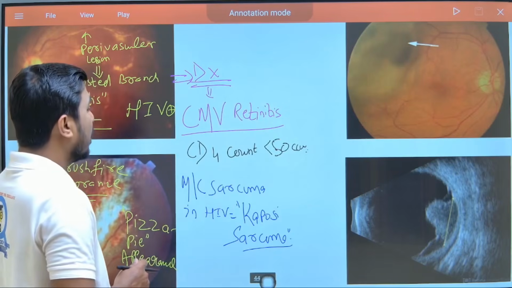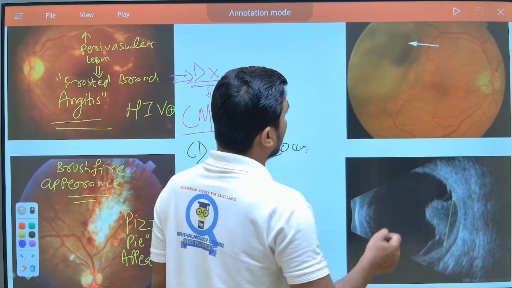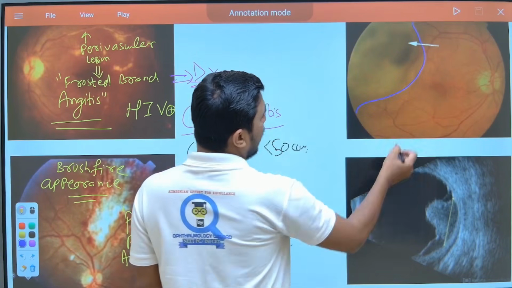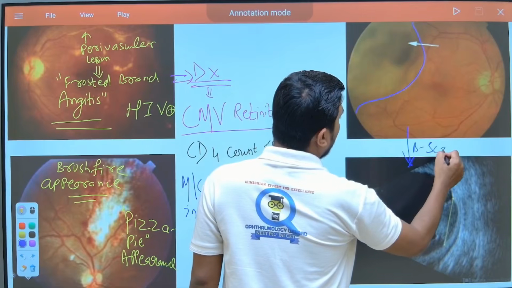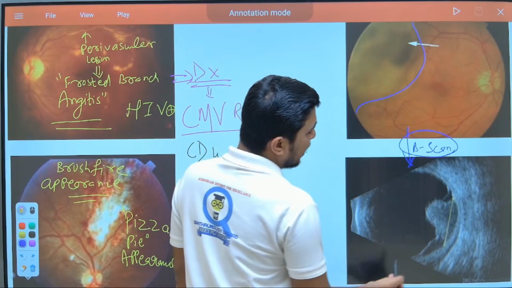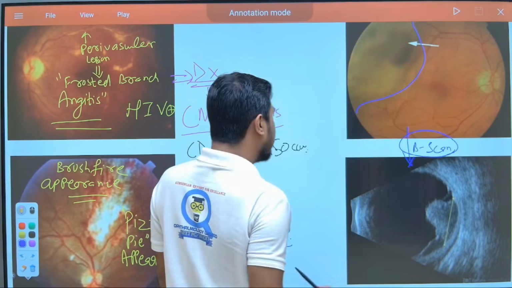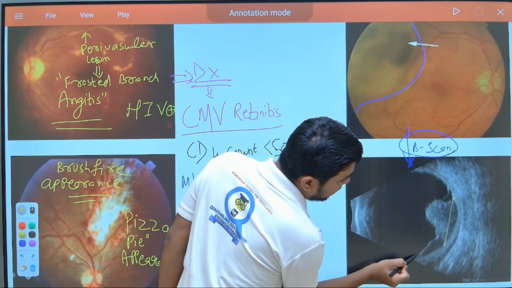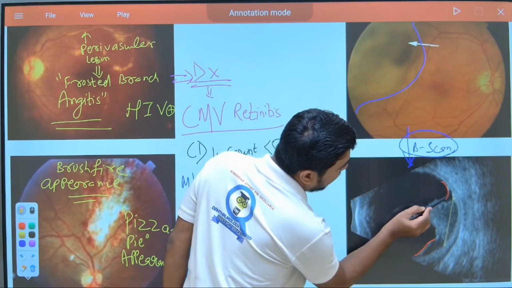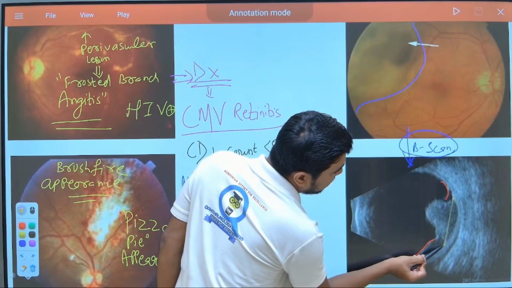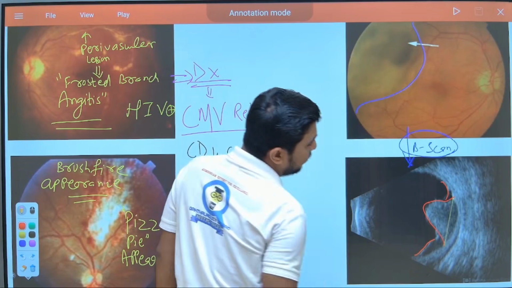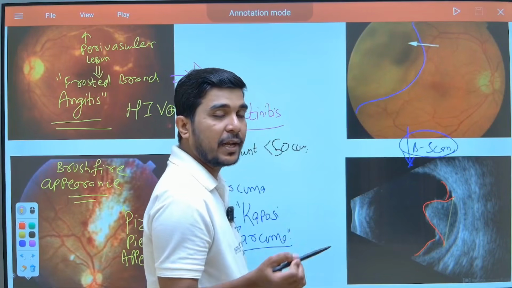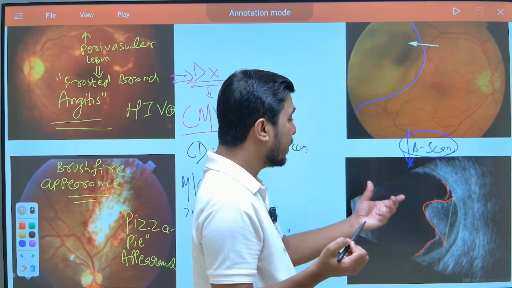Understood? Now coming to this image, you can see some yellowish dome-shaped elevation here. When a B scan is done, you can see some nodular or collar stud appearance. Let me tell you why it is not retina. You see, retina is this portion. But this lesion is arising from here and going like here. So obviously it is not a retinal structure. It is something behind the retina. And what is behind the retina? Choroid. So it is a choroidal lesion.